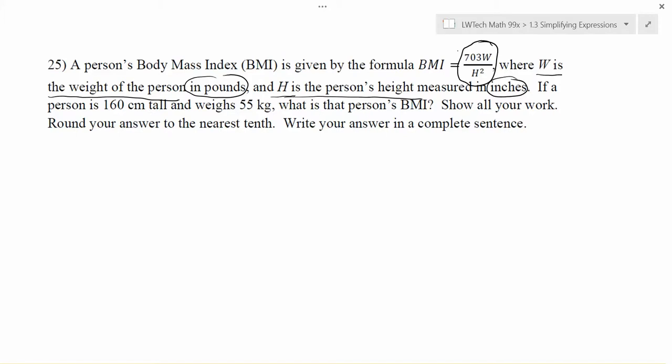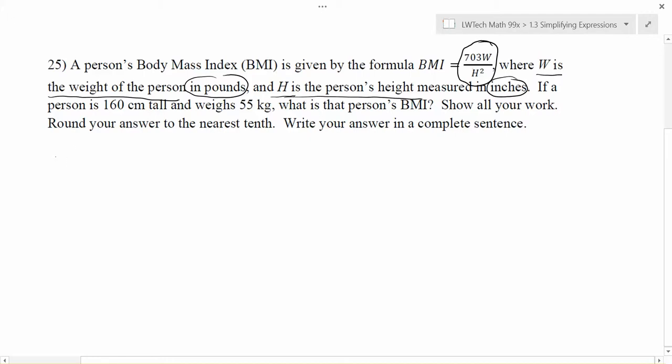One thing you have to be cautious of when working with real-world problems is that when you're using formulas, if your variables are defined in a very specific way, like these ones are, we need to make sure that we fit the requirements. In this problem, we need the weight in pounds and the height in inches. The measurements are given to us in centimeters and kilograms. So the first step, before plugging in values for W and h, is to do some unit conversions.